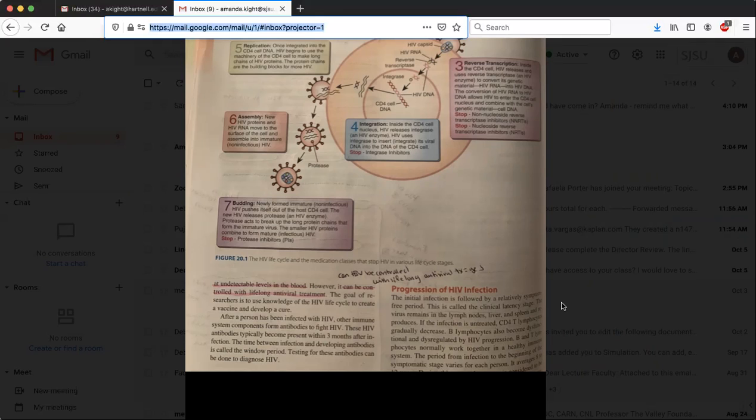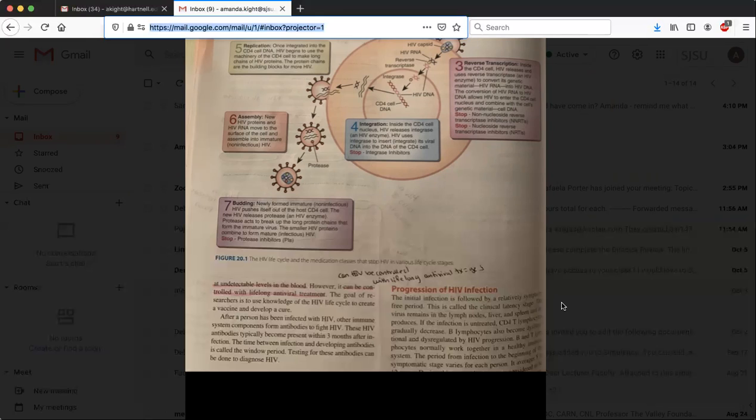So budding has to do with the newly formed immature, non-infectious HIV, which will push itself out of the host cell. Remember, we talked about the host cell. The host cell is the first cell that was infected, the CD4 cell that was first infected. That's the host, right? So that is an infected cell.